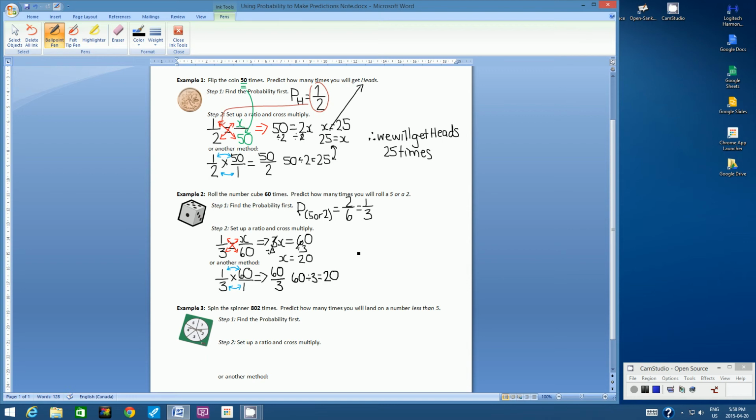Okay? So can you figure out what the therefore statement is going to be? So I'm going to start with my therefore symbol, and I'm going to give you a 10-second head start, and we'll see if we come up with the same conclusion statement. So remember, for these conclusion statements, you don't have to go into a lot of depth or description. So how about we will roll a 5 or a 2 20 times.